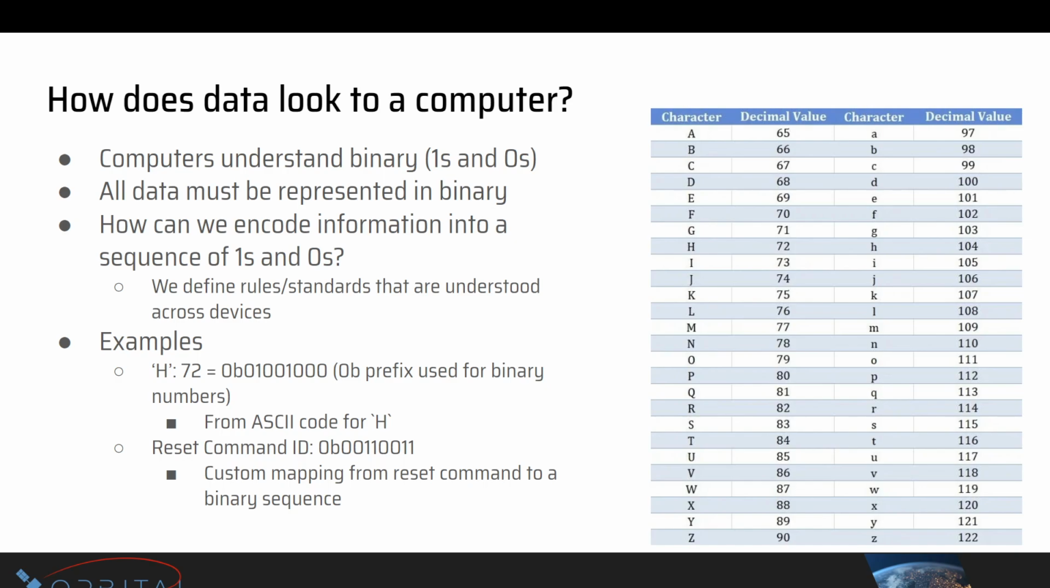For example, H is 72, which is binary 01001000. That 0b prefix is just used to show that it's a binary number, and usually for hex we use 0x. And that's the ASCII code for the letter capital H. Another example is a reset command, and that's a custom mapping from the reset command to a binary sequence.